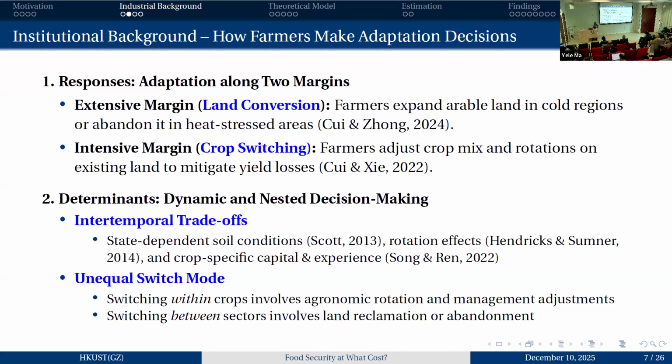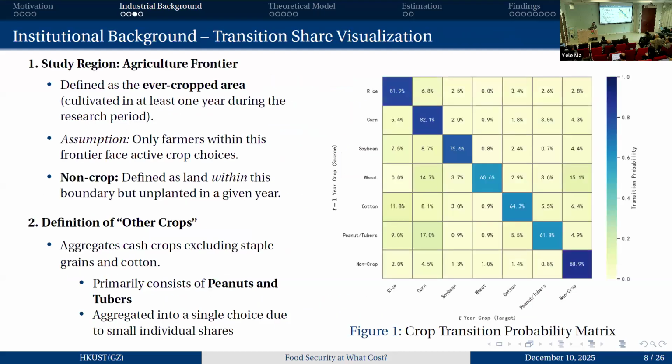This is much different from the condition of land, as management adjustment is the former, but later there is also the question of how we define our choice set. You can see the crop transition matrix computed from our observed data. On the horizontal axis is the current year's land use, and on the vertical axis is the previous land use.